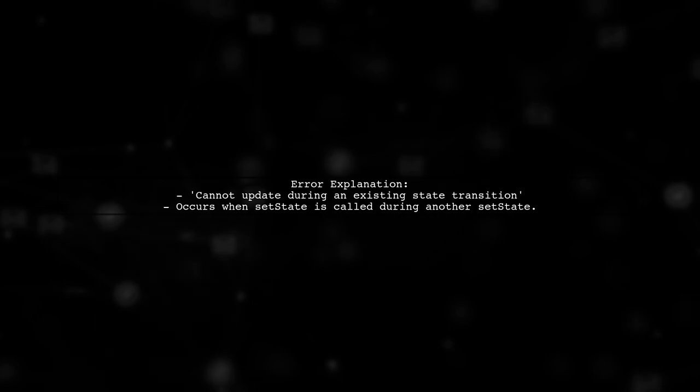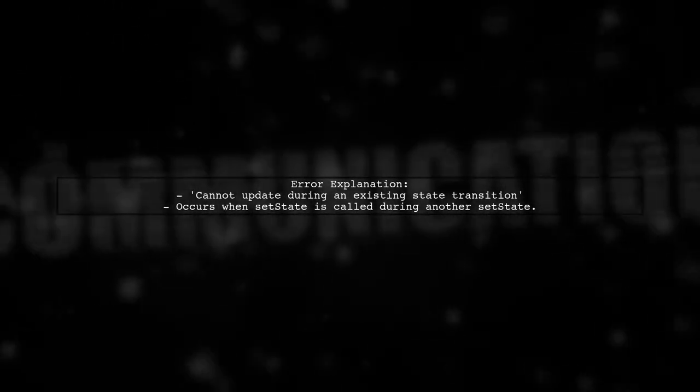The error you're encountering, cannot update during an existing state transition, typically occurs when you try to call setState while another setState is already in progress. Let's take a closer look at your code.